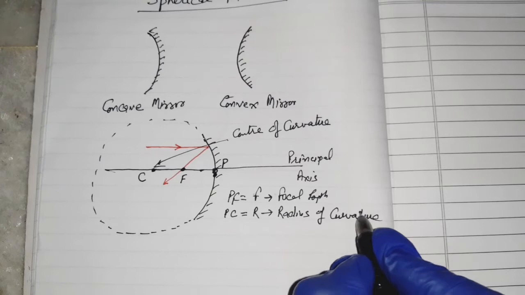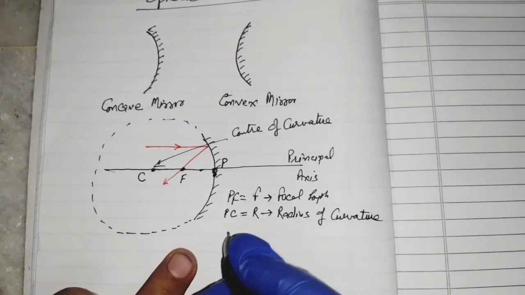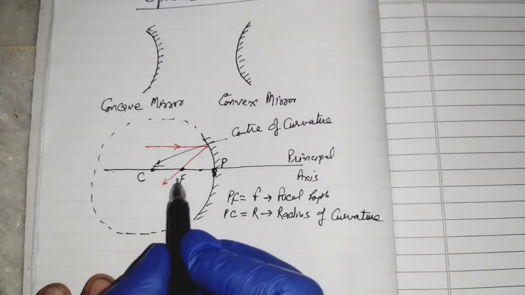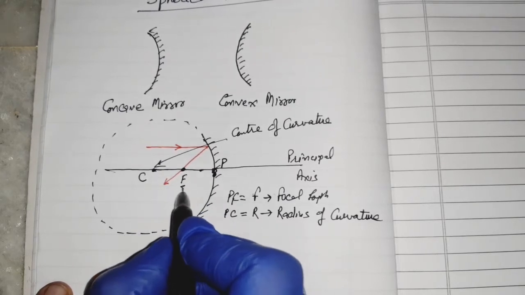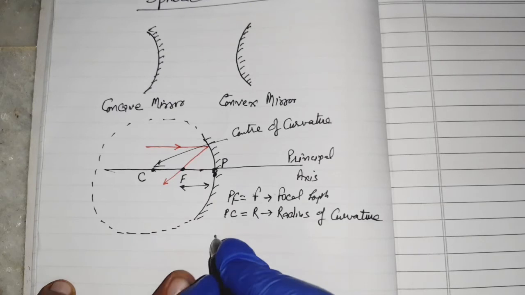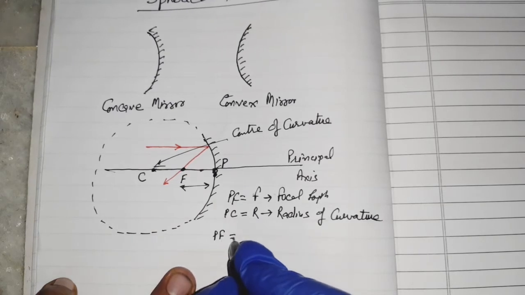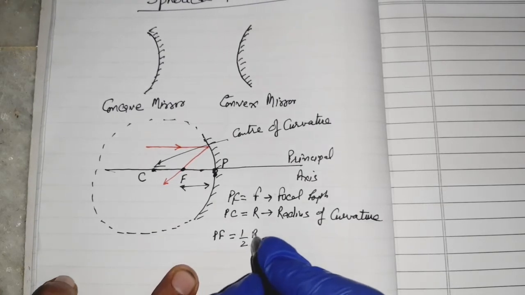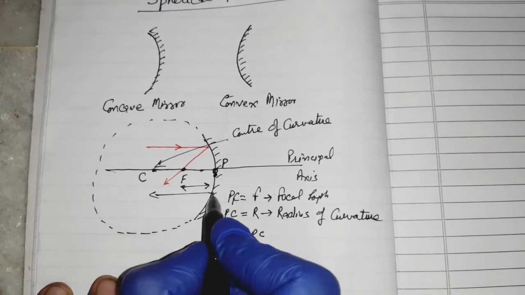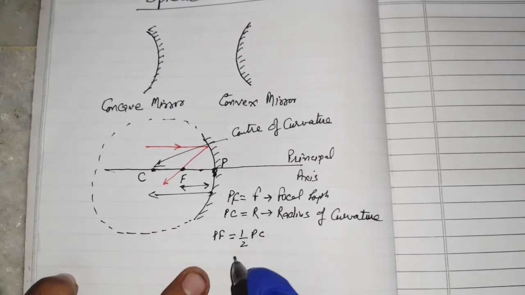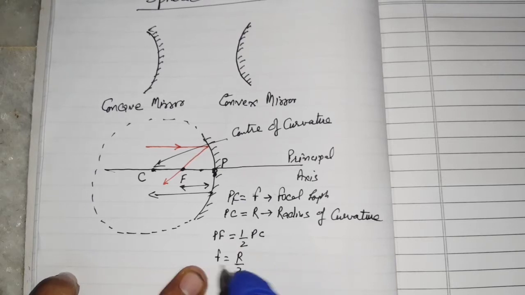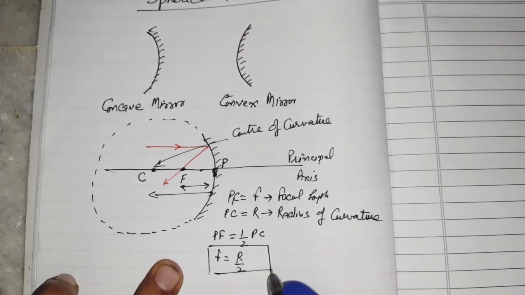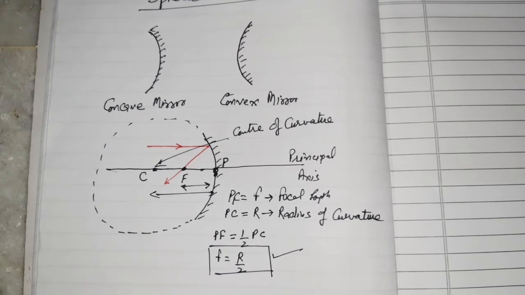Radius of curvature. And remember, one more relationship: F is the midpoint of CP. Therefore, this length PF is equal to half of this length PC. That is, the focal length is half of the radius of curvature. So remember it.